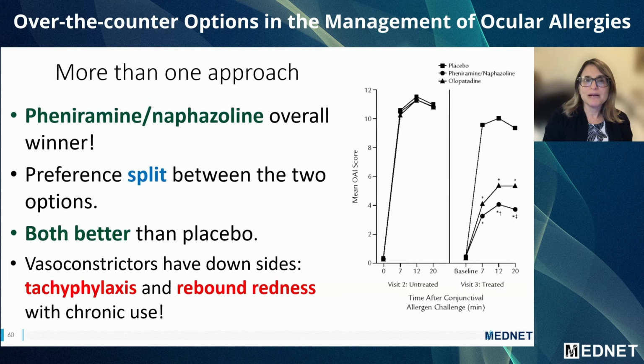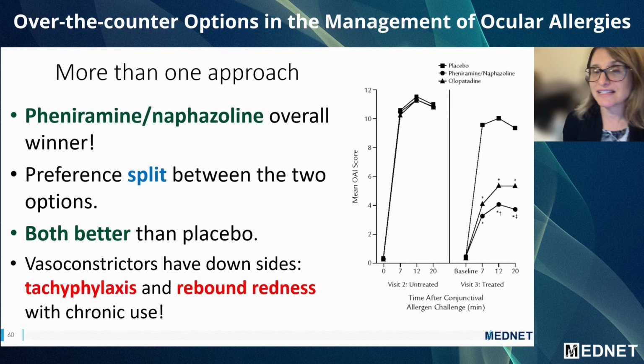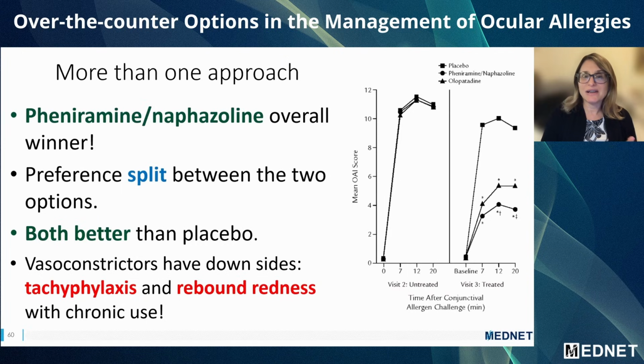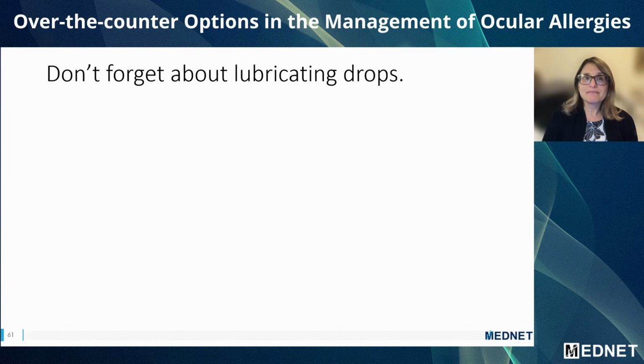Short term, no problem, but vasoconstrictors have side effects in the long term, mostly that you get this rebound redness, and patients require it, and they don't like to stop it because the redness comes back, and that just sets up a cycle that we don't love as clinicians. And so in general, even though those options are out there, the combination antihistamine mast cell stabilizer is the one that I always recommend. But it's important not to forget about lubricating drops.